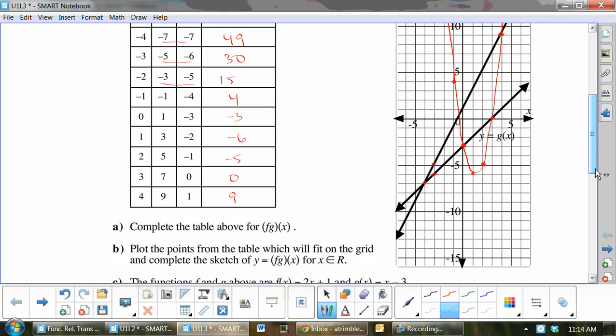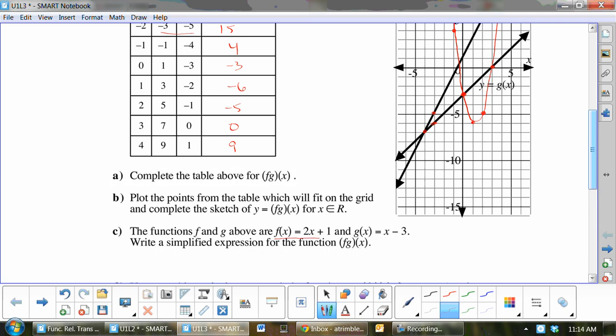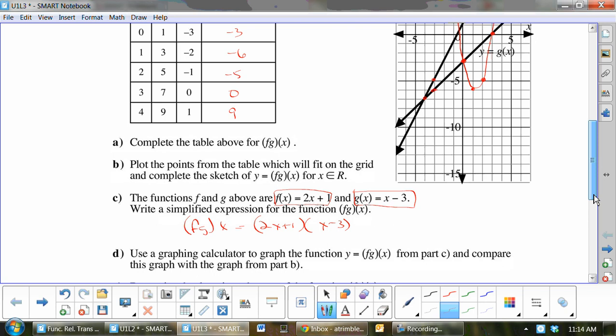Now, they tell us that f of x is 2x plus 1, and g of x is x minus 3. So what is f of x times g of x? Well, let's figure that out. F of g of x equals 2x plus 1 times x minus 3. We're going to FOIL it. Okay, that is 2x squared minus 6x plus 1x minus 3, which goes to, because I can get those two middle terms together, 2x squared minus 5x minus 3.